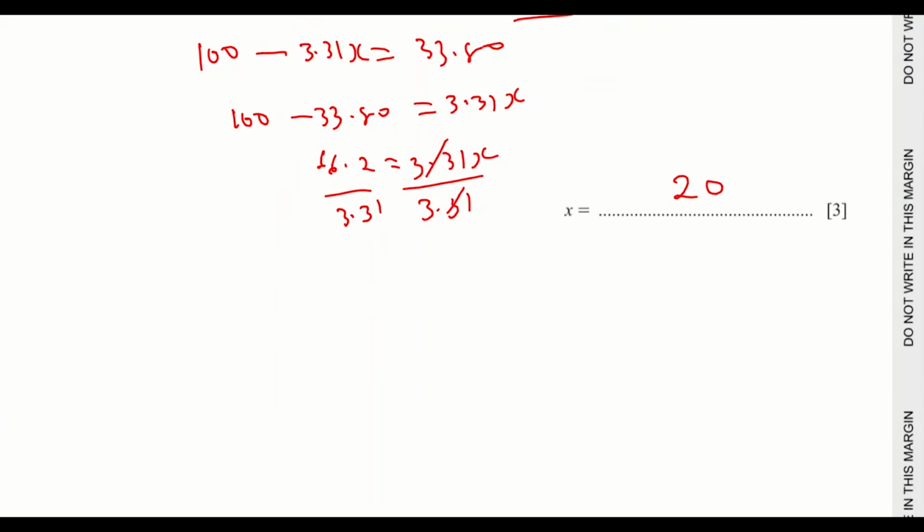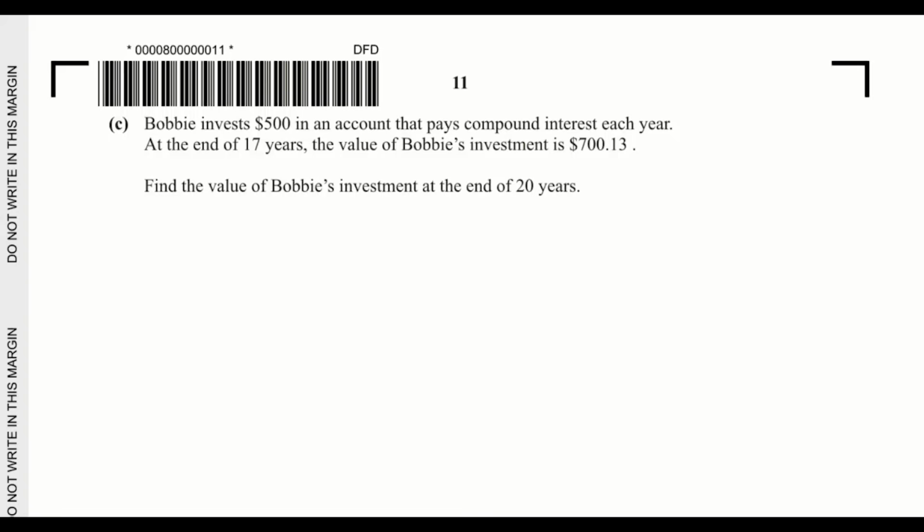So let's go to the next question. That will be question 17C. Bobby invests $500 in an account that pays compound interest each year. At the end of 17 years, the value of Bobby's investment is $700.13. Find the value of Bobby's investment at the end of 20 years.